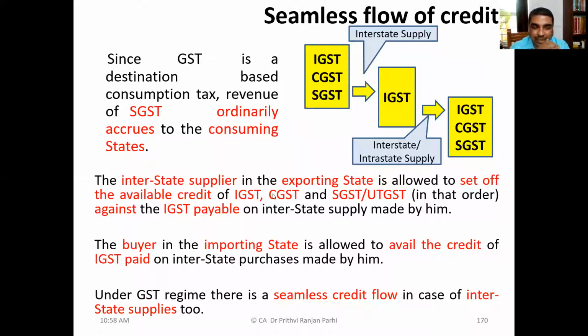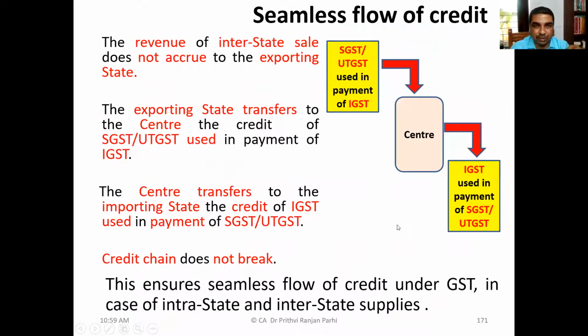That is why it is said that under the GST regime, there is a seamless credit flow in interstate supplies. In interstate supply, definitely there is a seamless credit, and you can find there is no restriction. Credit can flow smoothly. Okay, are you getting it? Hope you have understood this point.